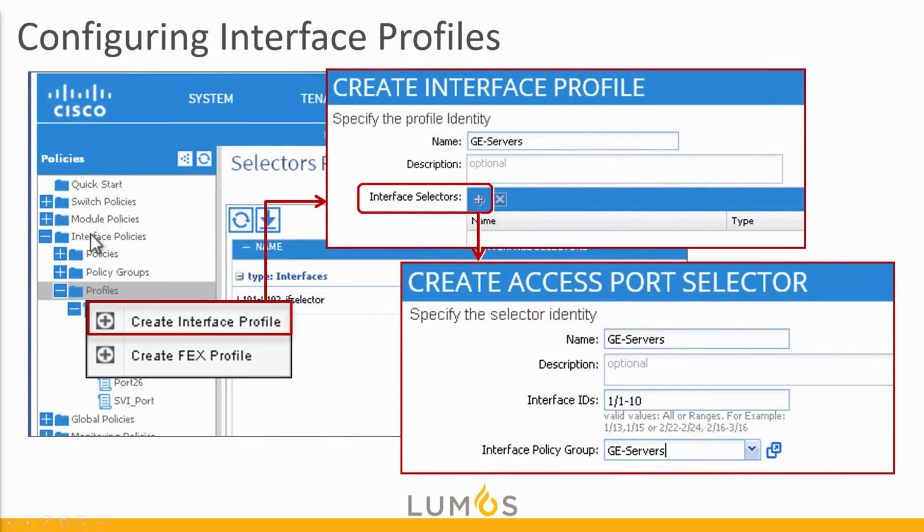From there, next, under interface policies, like I said, we always have this 3-tier architecture. Policies go into policy groups, which get attached to profiles. And notice these are all a subset of interface policies.